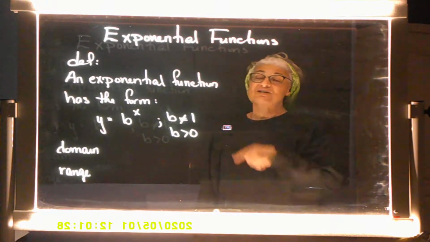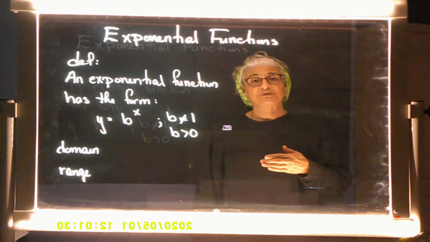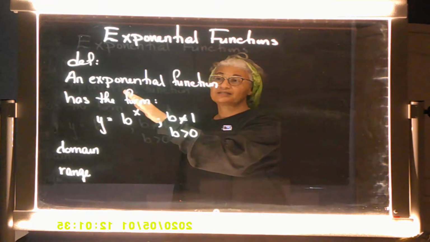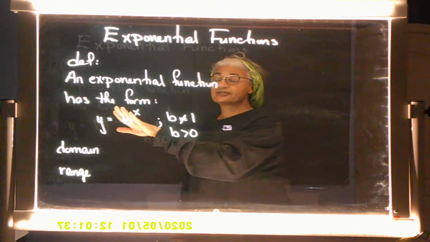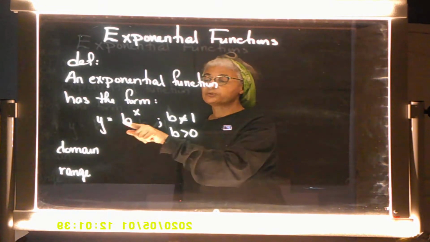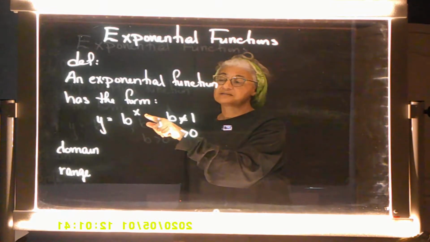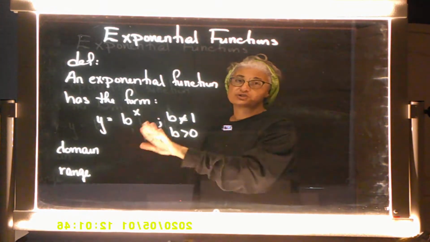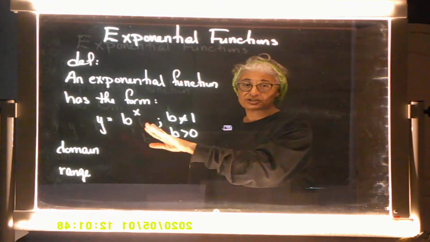Okay, so let's talk about exponential functions. First thing we need to talk about is the definition. So the definition of an exponential function says this. An exponential function has the form y equals b to the power of x. Another word for power is exponent, right? So this actually should be no surprise of what the definition looks like.